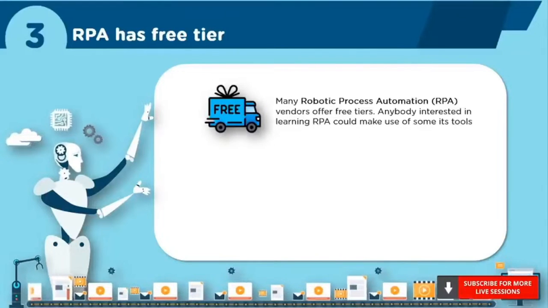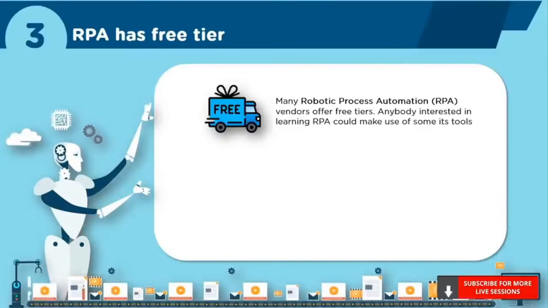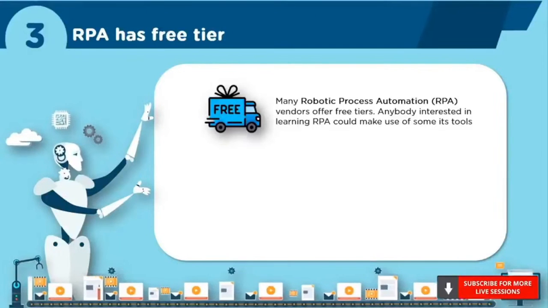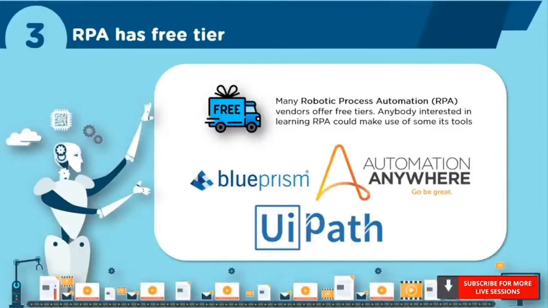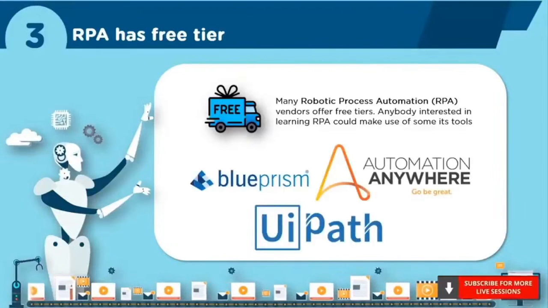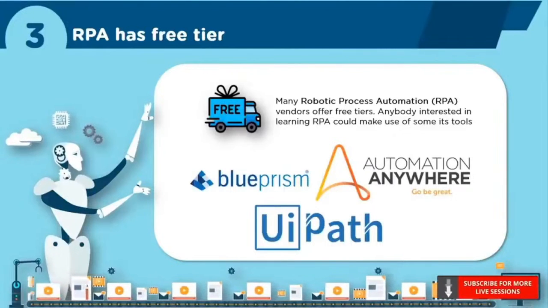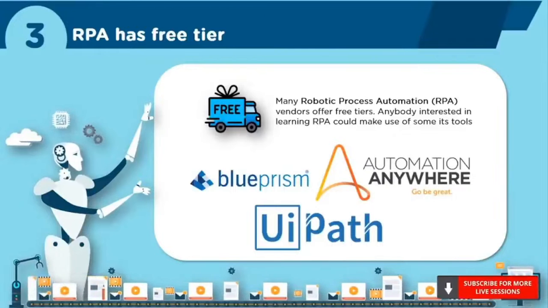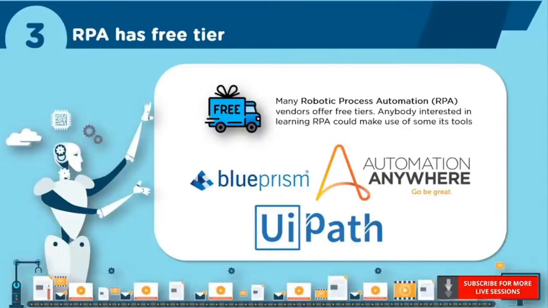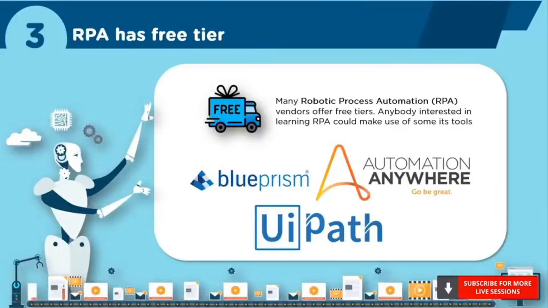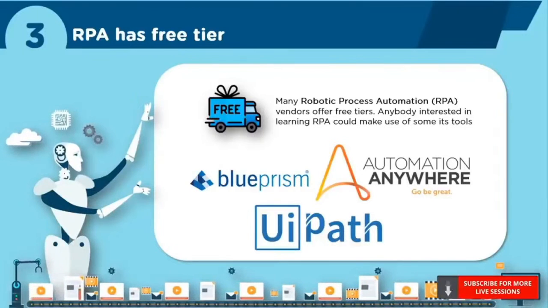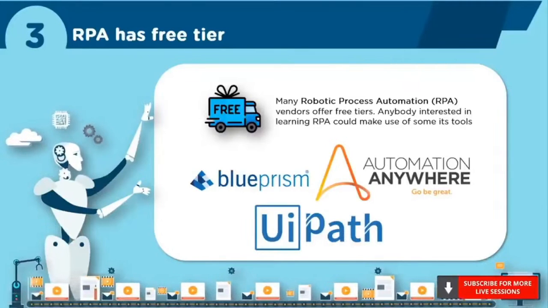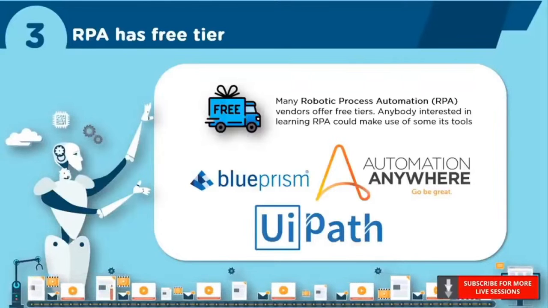RPA has a free tier. Many RPA vendors offer free tiers. Some of these vendors are Blue Prism, Automation Anywhere, UiPath, among others. These RPA software vendors are offering free RPA software, notably UiPath with their Community Edition and WorkFusion with their RPA Express. This helps lower the total cost of ownership.